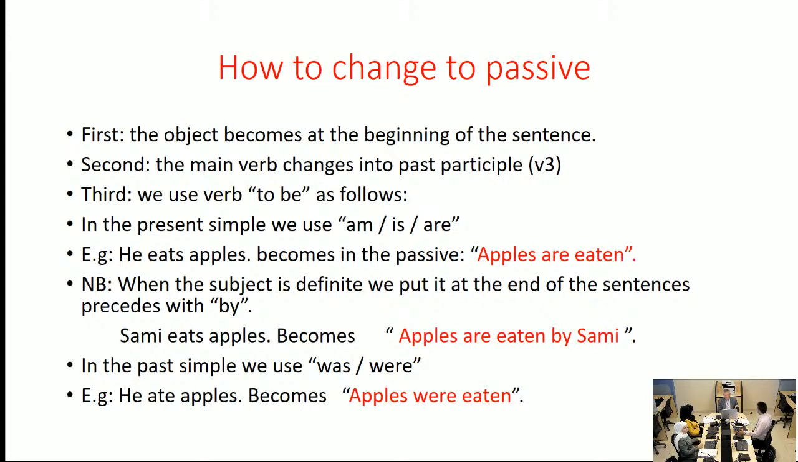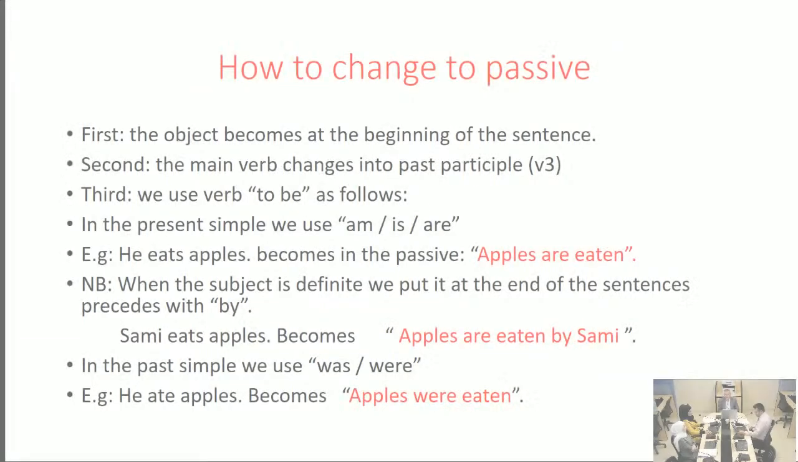Actually, it takes the position of the subject, but it is still the object. Second, the main verb changes into the past participle, so we always have verb three. Third, we use verb to be as follows. To summarize the rule: object plus be, according to the tense, then the past participle or verb three with all tenses. The object and the past participle don't change. We only change verb to be according to the tense of the active sentence. In the present simple, we use am, is, are.